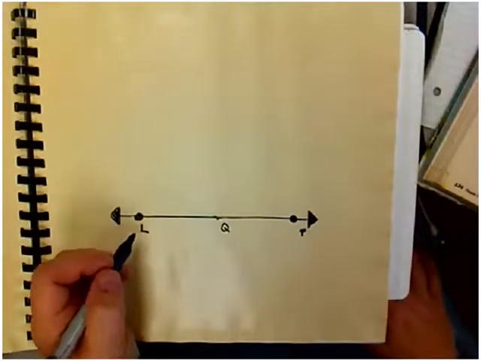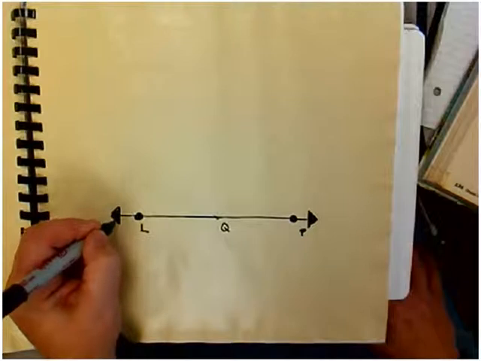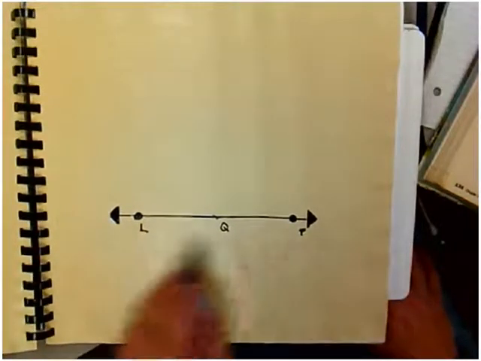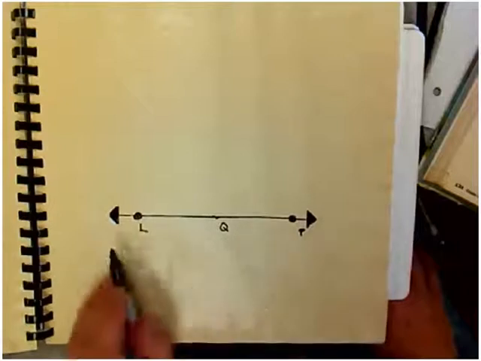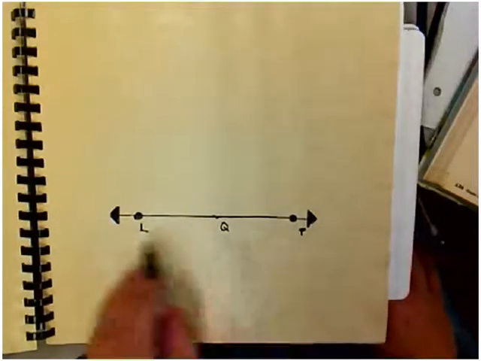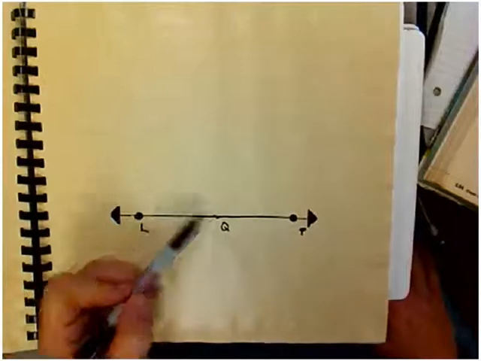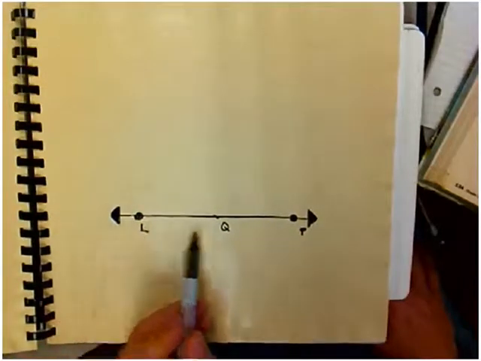Linear. It's a line, isn't it? Yeah, it's linear. And what kind of angle is that from L to P? 180. Good, good. It's a straight angle. Excellent.